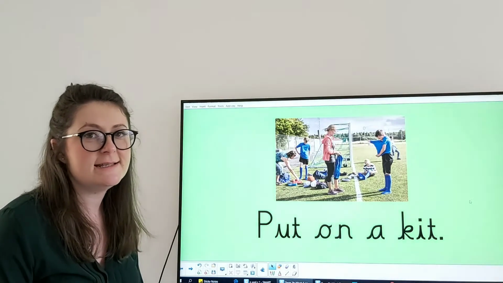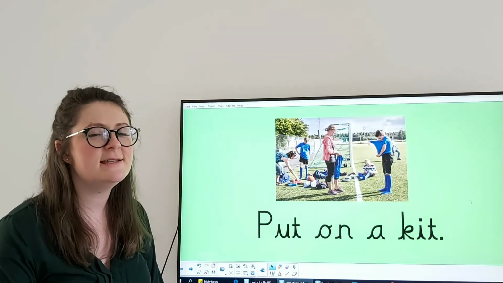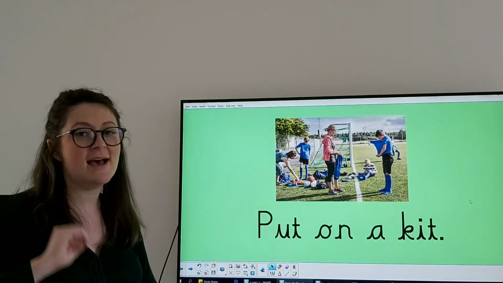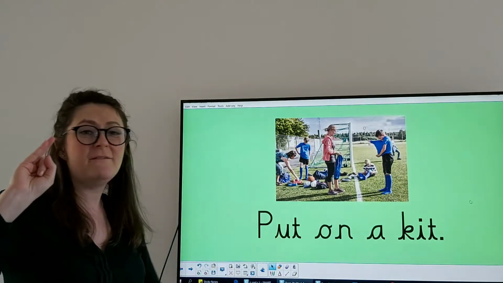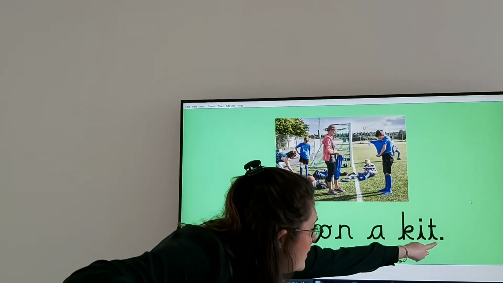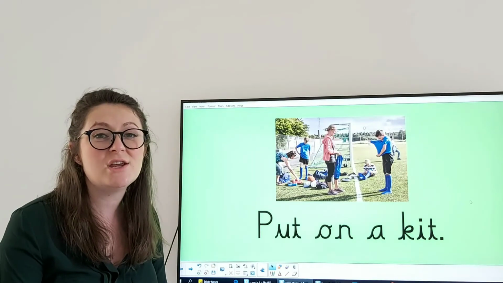Right, so let's read a sentence. And how do I know it's a sentence? There are three things that stand out that tell me it's a sentence. It has got a capital letter at the start. It has got finger spaces between each of the words. And it has got one of these at the end. It's a full stop, which lets me know that the sentence is finished.